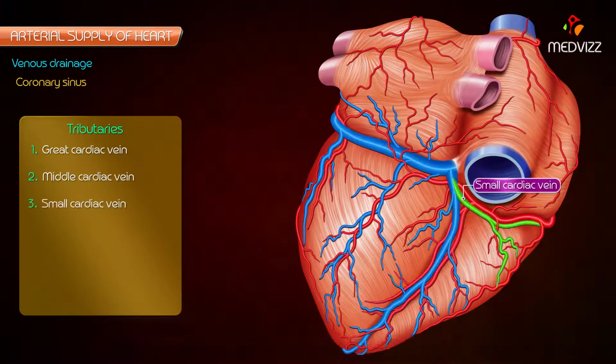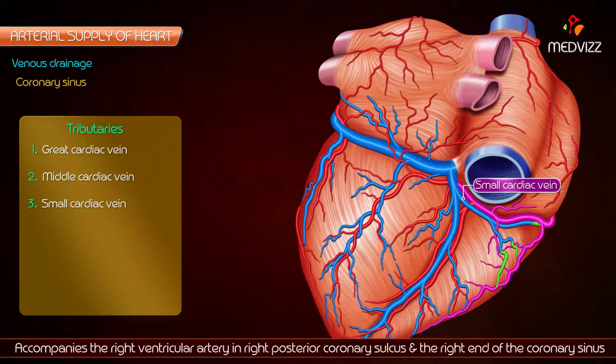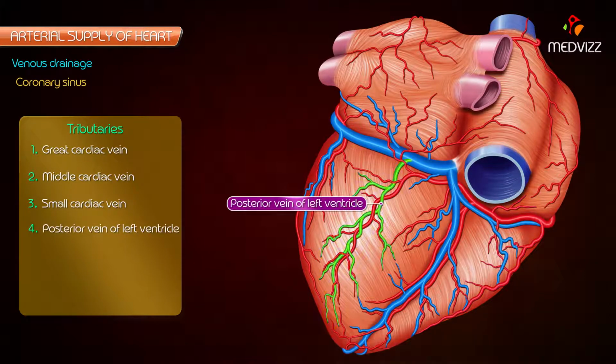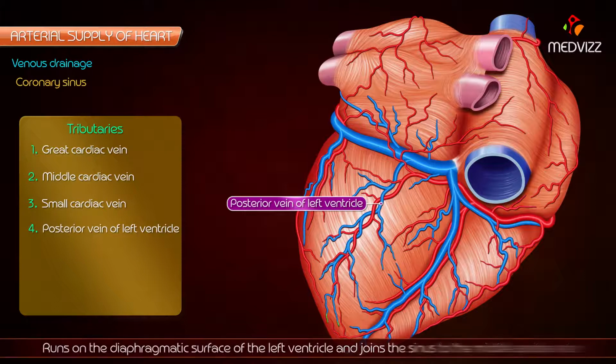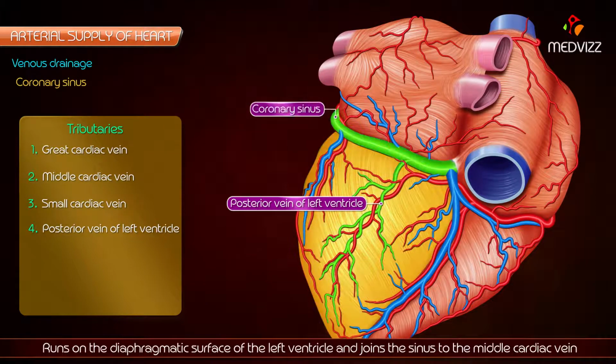Small cardiac vein. It accompanies the right ventricular artery in the right posterior coronary sulcus and joins the right end of the coronary sinus. Posterior vein of the left ventricle. It runs on the diaphragmatic surface of the left ventricle and joins the sinus or the middle cardiac vein.